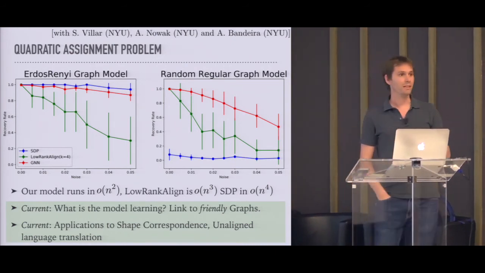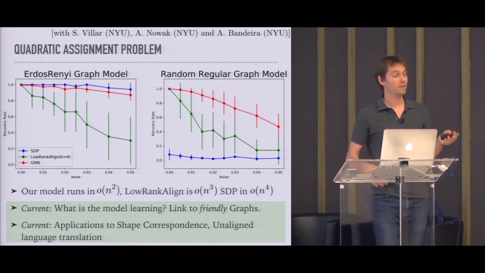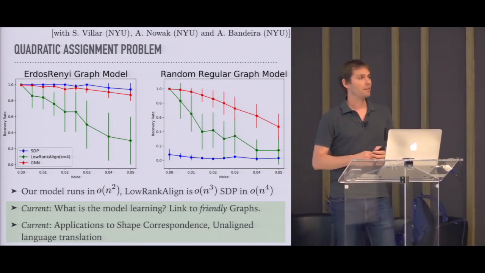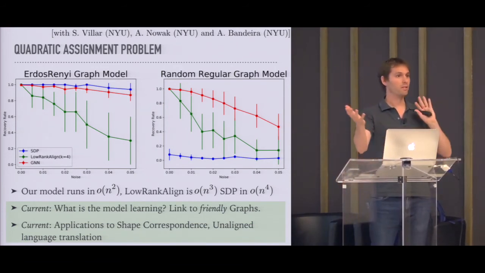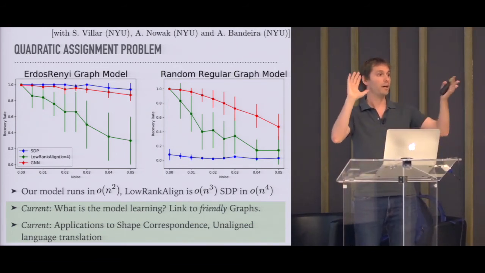And we are also interested in how we can apply this. Quadratic assignment is a problem that is surprisingly useful in applications. For example, in shape correspondence in graphics, this is very important to align two shapes.